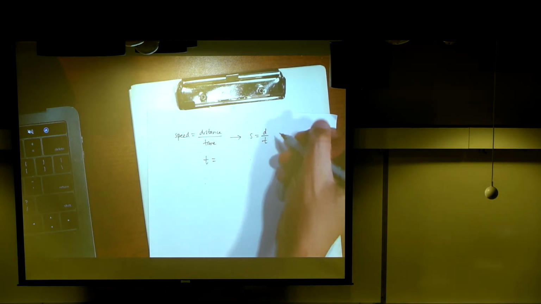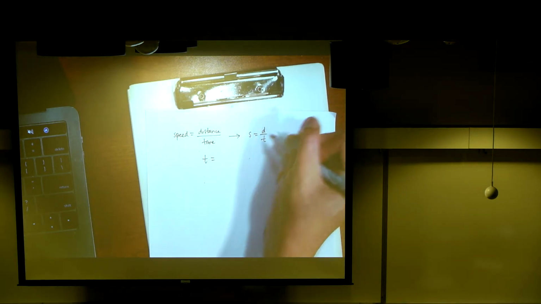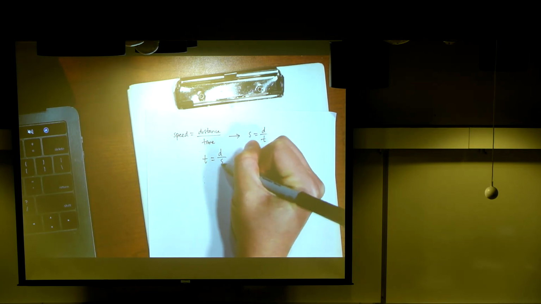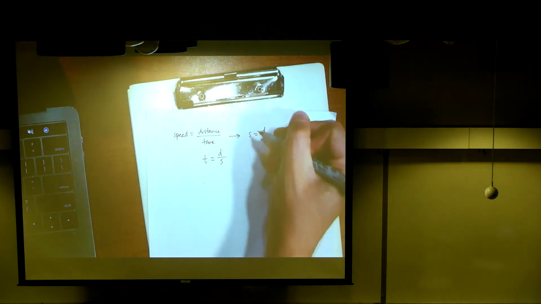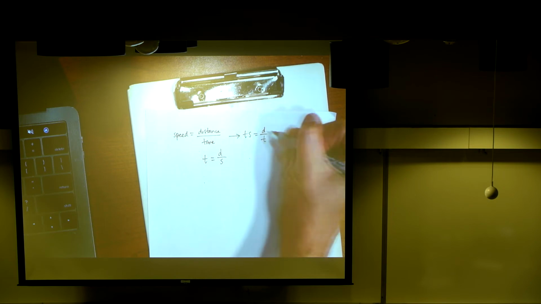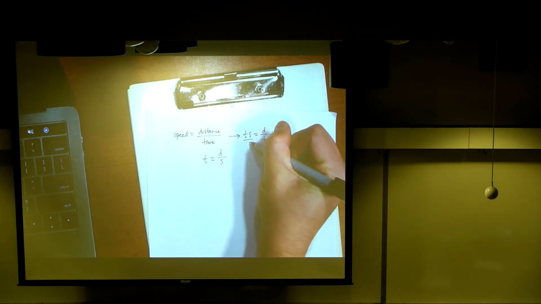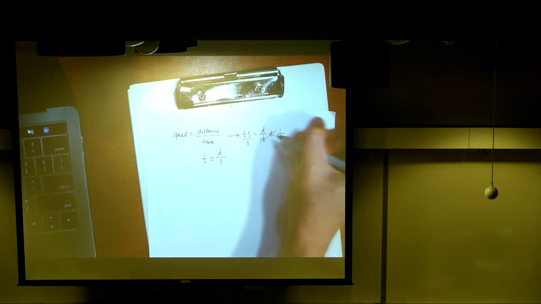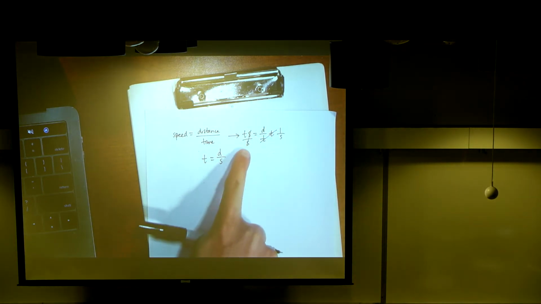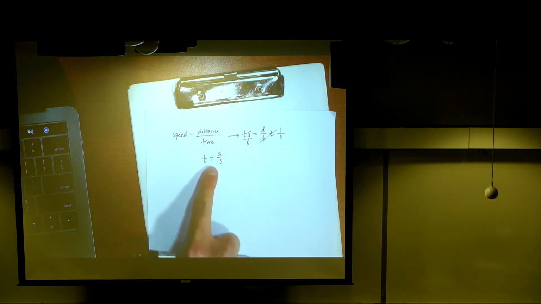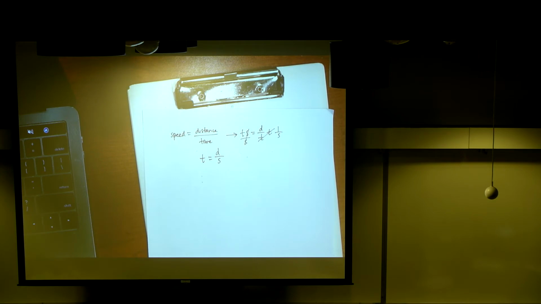Let's think about it. T equals D over S. Yeah, it's just going to be T equals D over S. How can we see that? Let's multiply both sides by T. We cancel it on the right side. And then let's divide both sides by S. Cancels it out on this side. And so we have T equals D over S, okay?